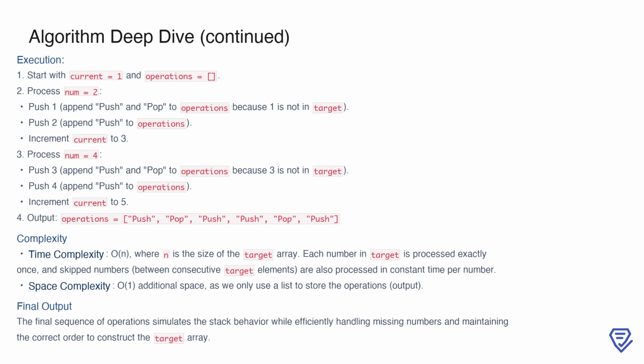The time complexity of this approach is O(n), as we process each number in target and handle skipped numbers in constant time. The space complexity is O(1), as we only use the operations list for output. This sequence of operations efficiently builds the target array while simulating the stack behavior.